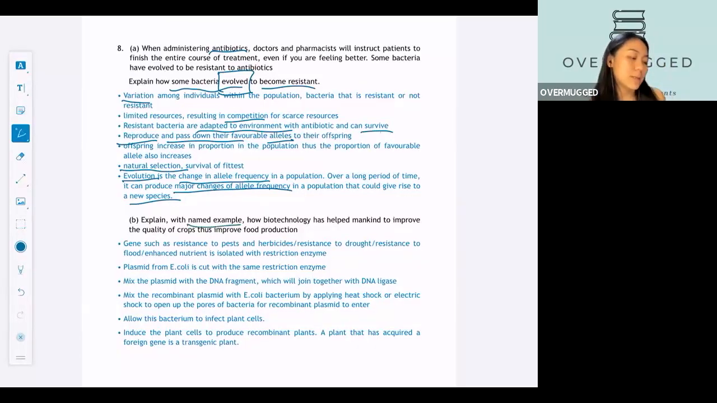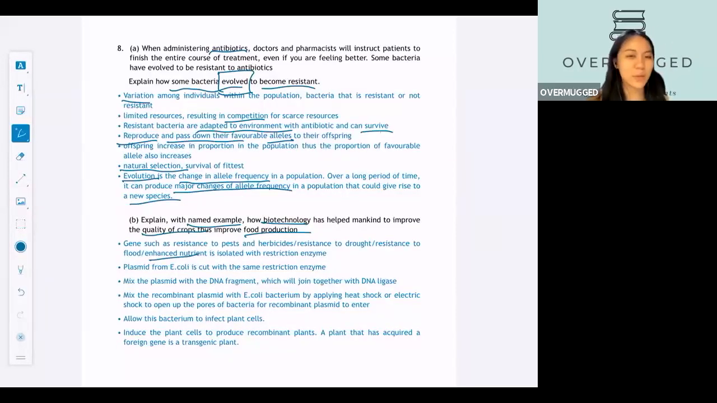Biotechnology, name example. Biotechnology has helped mankind to improve the quality of crops, thus increasing food production. In this case, someone mentioned a very good point: because it's name example, you do have to talk about a name example. So here I give a lot of examples. Resistant to pests and herbicide, resistant to drought, resistant to flood, enhanced nutrition, all these things.